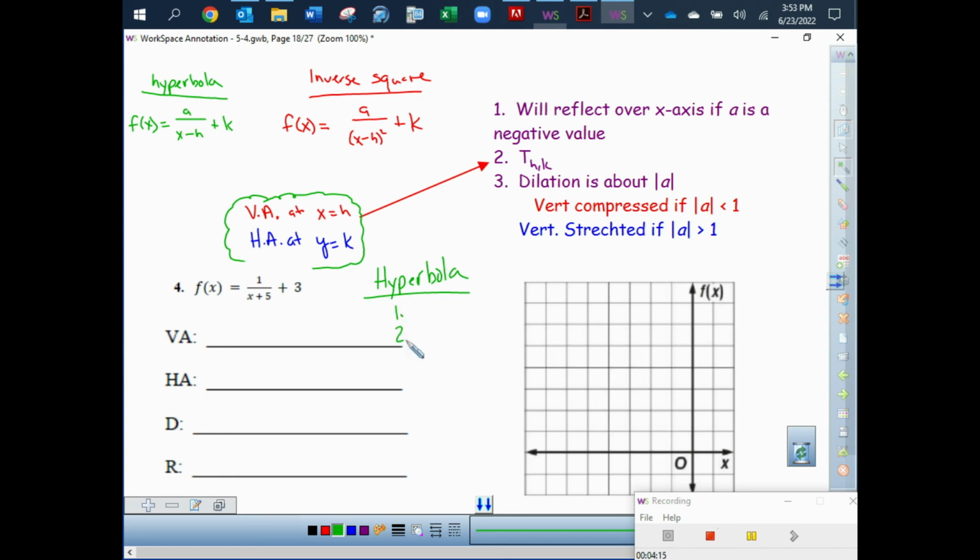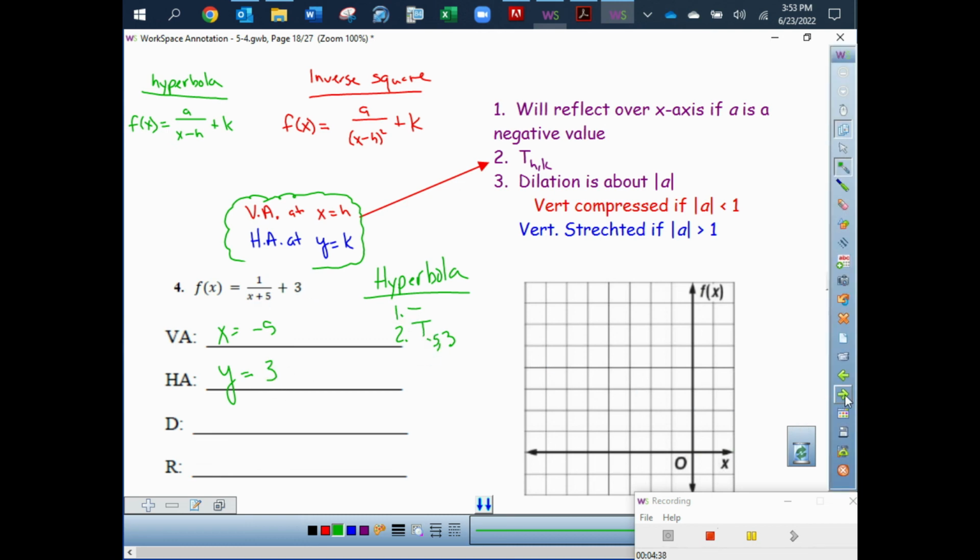And then we'll do the first 2 steps of the purple note card. 1, 2, buckle your shoe. Has it been reflected over the x-axis? Nope, because that's a positive. Translated, opposite game, 5 units to the left and 3 units up. So vertical asymptote at x equals h. Horizontal asymptote at y equals k. Boom. And we'll go draw them in.